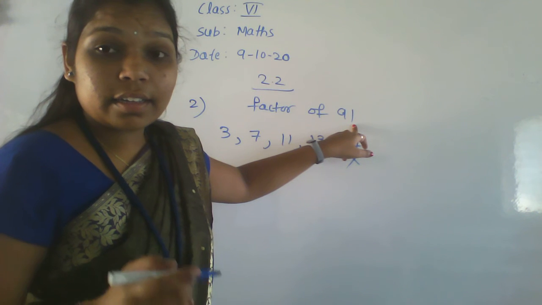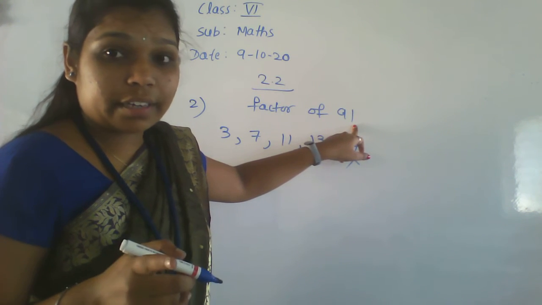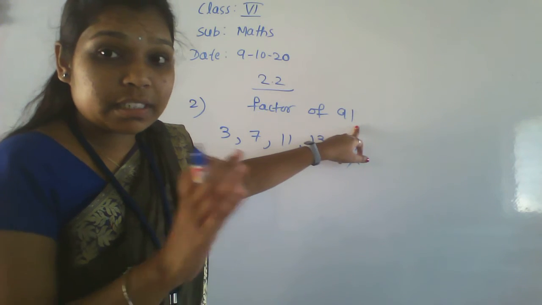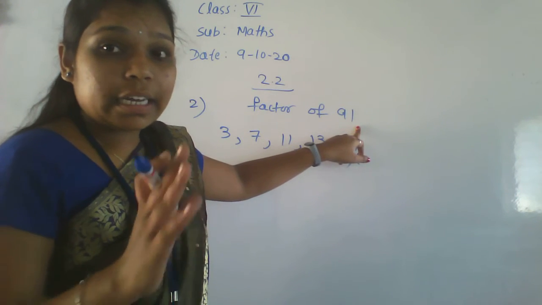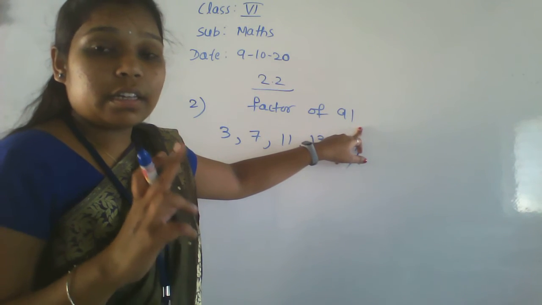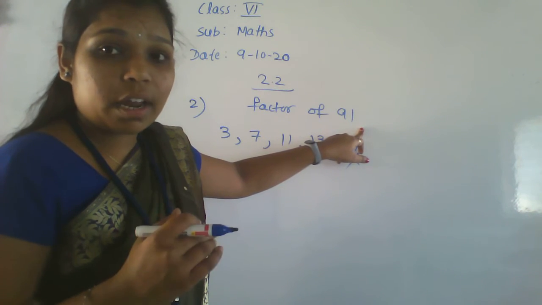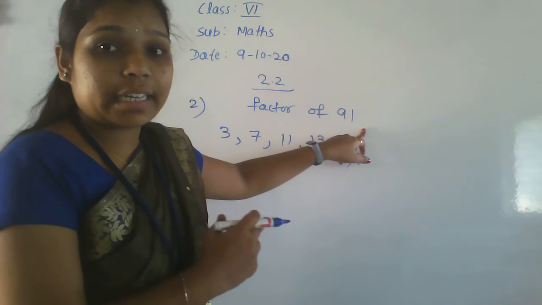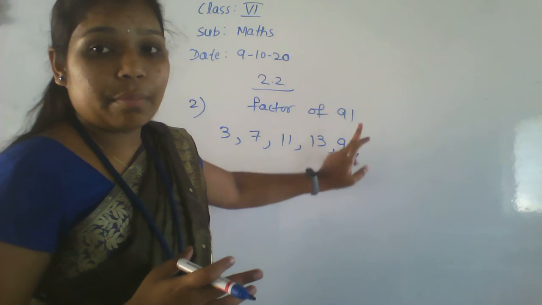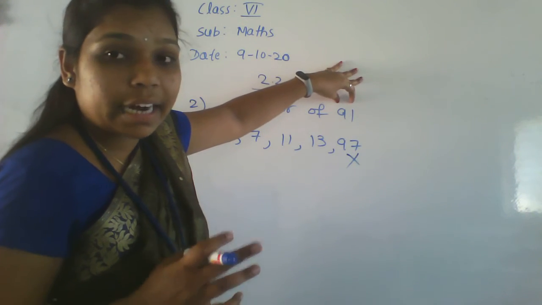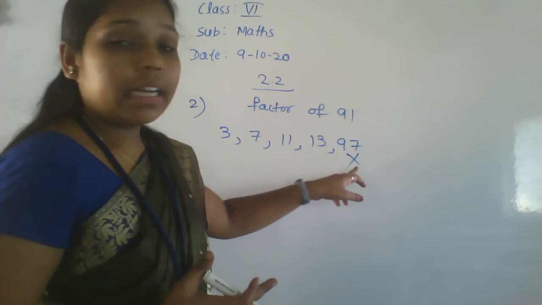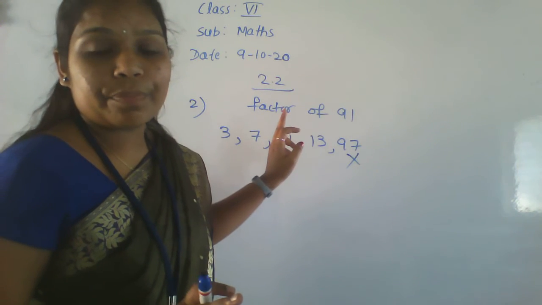Using the properties of factors. In the first class I told you the properties of factors, meaning the difference between factors and multiples. In that, this point is there: the factor is always smaller than or equal to the given number. It will not be greater than the given number. Here the given number is 91. 97 is greater than this number, so it is not a factor of this number.